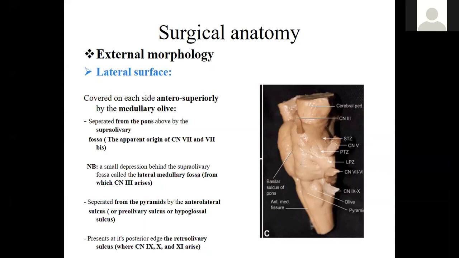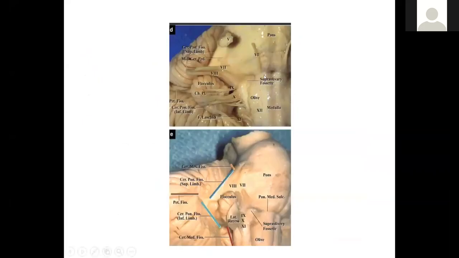Here we have a clearer image that represents this olive with the retroolivary sulcus, with the cranial nerves originating from it, and then the preolivary sulcus with cranial nerve number 12, the hypoglossal nerves, originating from the preolivary sulcus. And then we have the supraolivary fossa, as we said, from which will arise cranial nerve number 7 and cranial nerve number 7 bis.